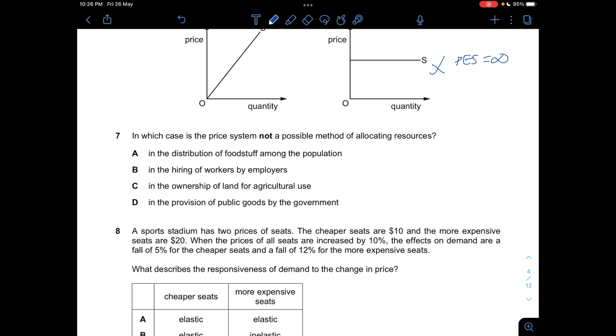So A, it says in the distribution of foodstuff among the population, which is wrong. Foodstuff is considered a private good. B, in the hiring of workers by employers, nope. C, it says in the ownership of land for agricultural use, nope. So D, it says in the provision of public goods by the government, yes. All three above can use the price system to allocate resources, but D, you can't, because it's public goods. So it has to be allocated or decided by the government.